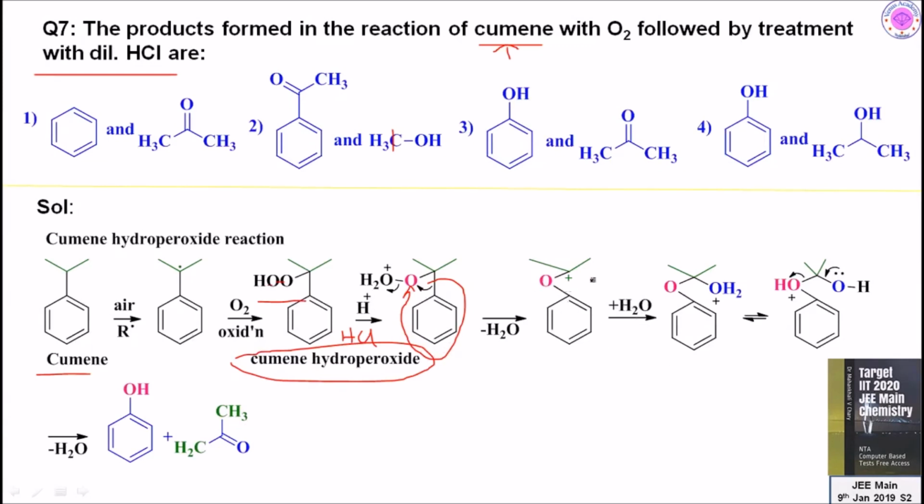Then what happens? Yes, this cation adds to water and it loses H+, and this is the compound. It is going to form phenol and acetone. Phenol and acetone. What is the option? Yes, friends, option number 3 is the correct option, right? So it is very simple, friends. If you know the structure of cumene, aerial oxidation is going to form the hydroperoxide. This is the cumene hydroperoxide reaction. It is there in NCERT books, right, friends? Next, so option number 3 is the correct option, friends.